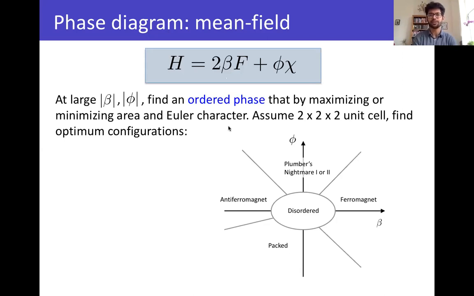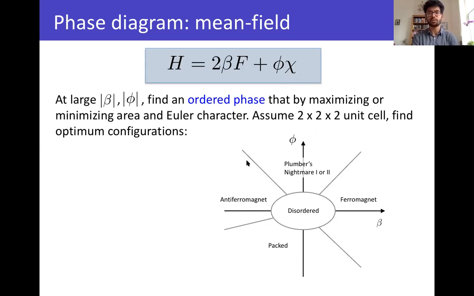In that case, you find an ordered phase, by which I mean the system just wants to minimize its energy by settling into the configuration that minimizes the area, if, for example, beta is very large, corresponding to low temperature. Or if you go to a very weak string coupling, phi is going to go very negative, and that means it wants to make chi as big as possible, so you should find the configuration that results in the largest chi. If you assume a 2 by 2 by 2 unit cell, you can figure out what those configurations are by enumerating all the possibilities.